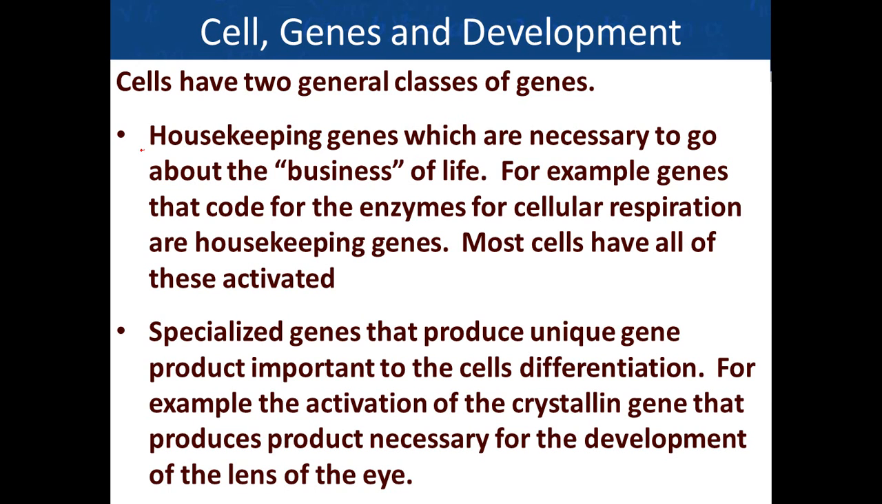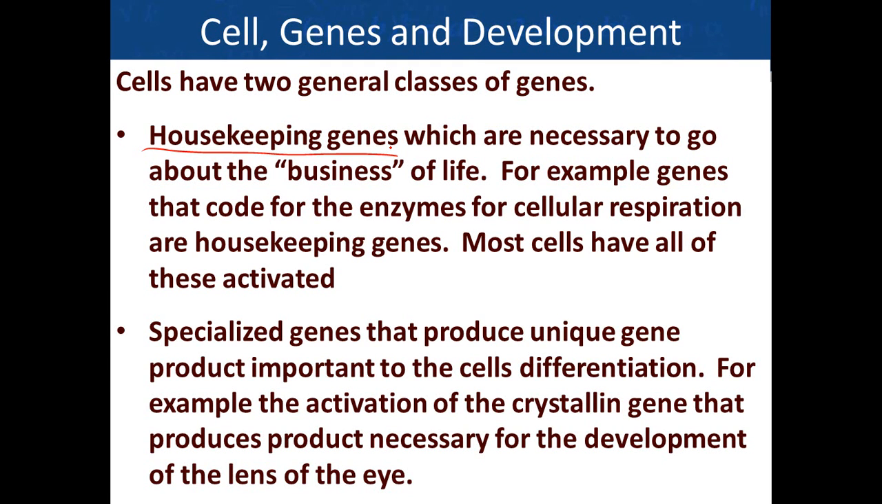When looking at cells, there are two general classes of genes I like to think about. One is called housekeeping genes, that every cell has to have activated, that are necessary to go about the business of life. For example, genes that code for enzymes for cellular respiration are housekeeping genes because most cells have to have energy, and so these genes are activated.